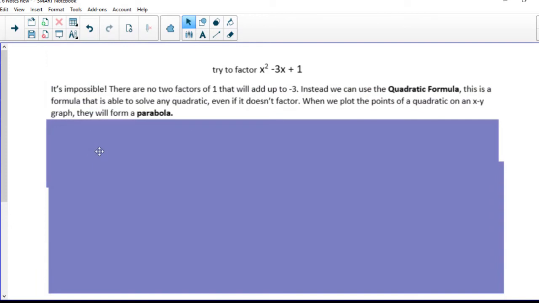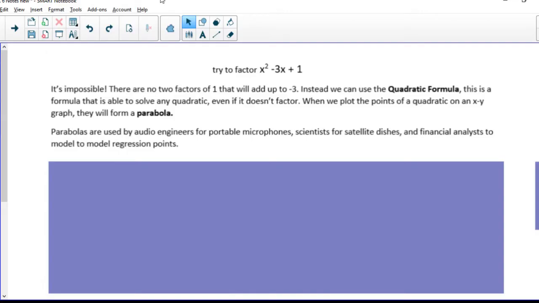So this is really a quadratic that doesn't factor, and one way I could solve this is through the quadratic formula. And this is useful because it's a formula that's able to solve any quadratic, even if it doesn't factor. And when we plot the points of this quadratic on an xy graph, it would form a shape that we call a parabola. And parabolas are very useful. I have a few examples here of just where we see these in real life.